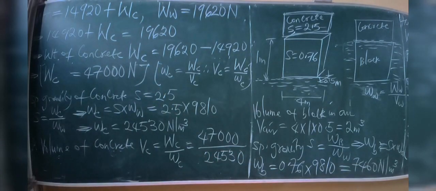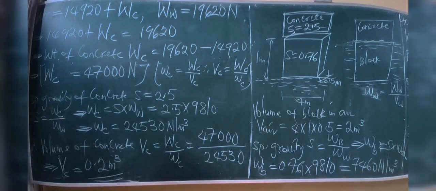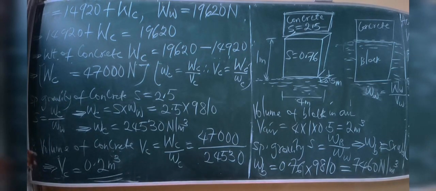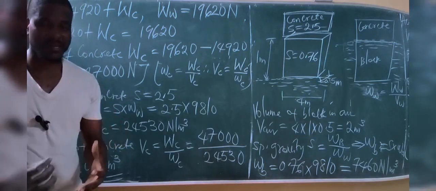And if we do this, we are going to obtain the specific volume. We are going to obtain the volume of concrete to be equal to 0.2 meters cube. So this becomes the volume of concrete when only the block is immersed.